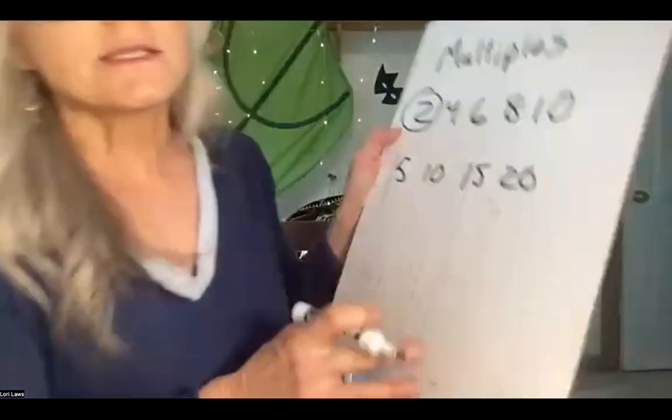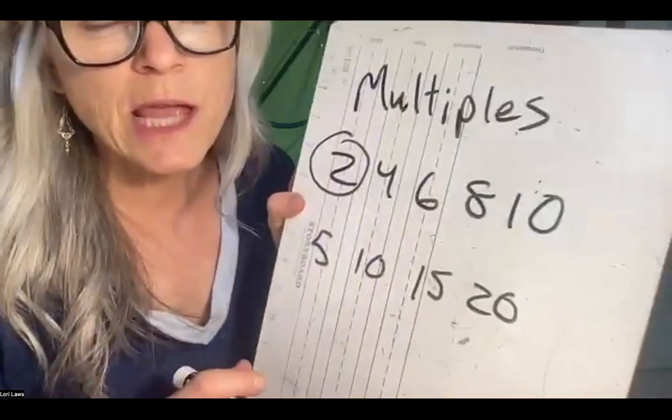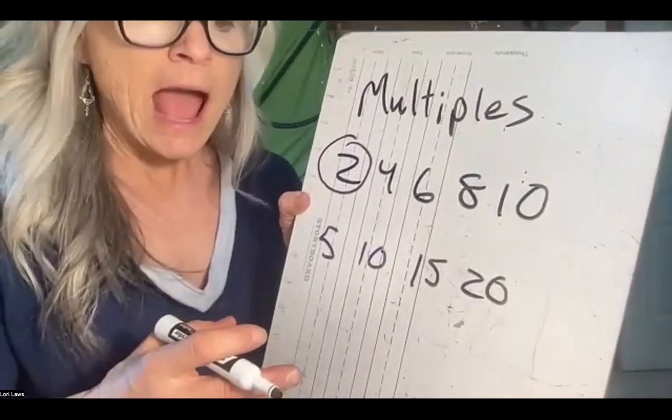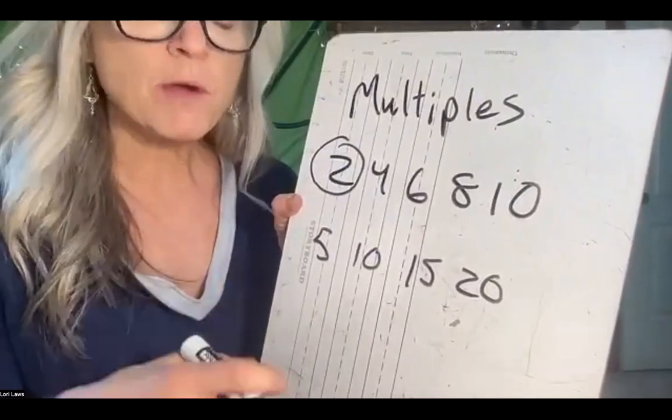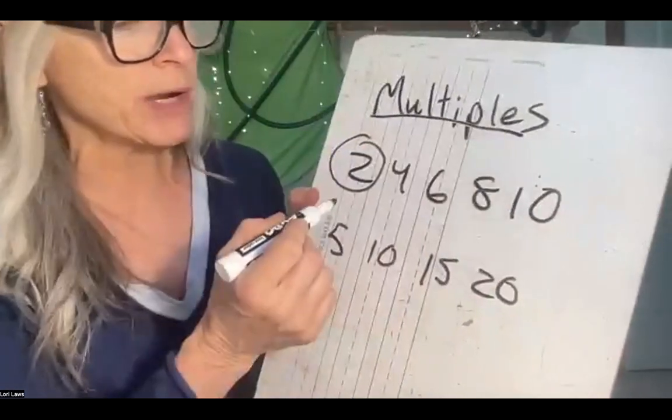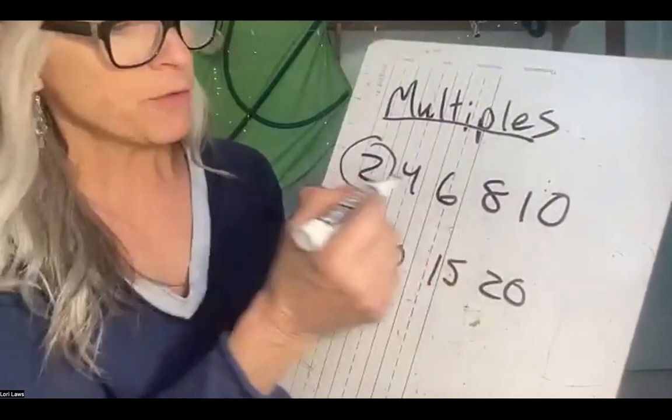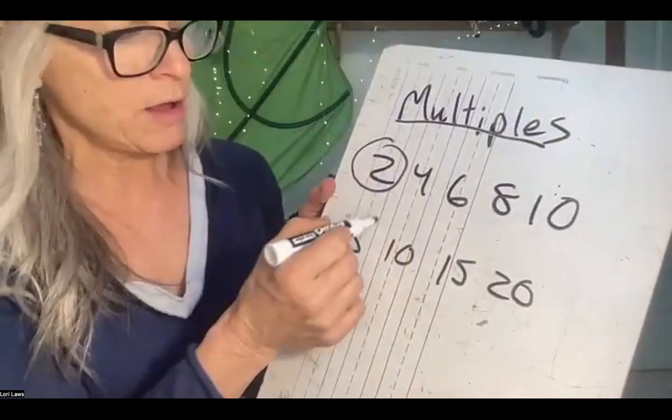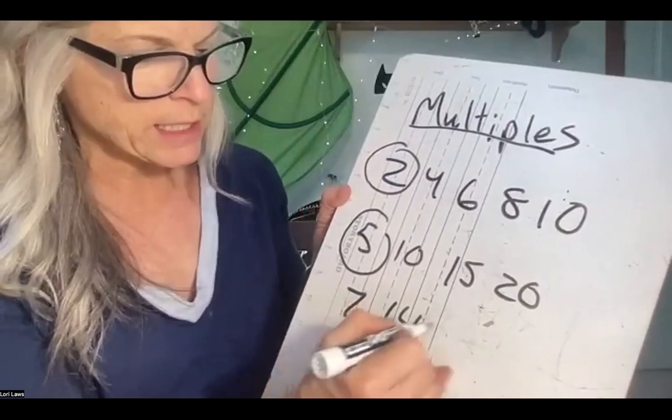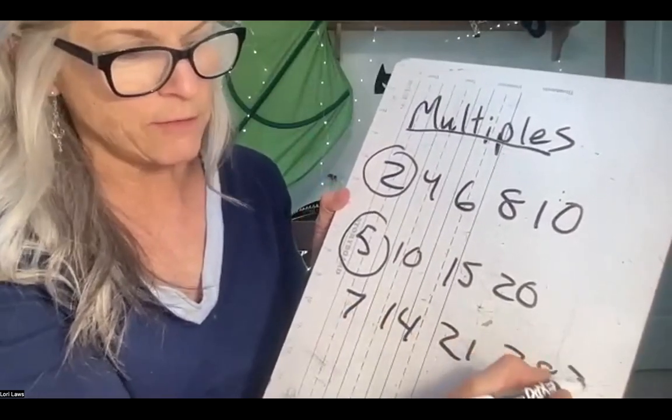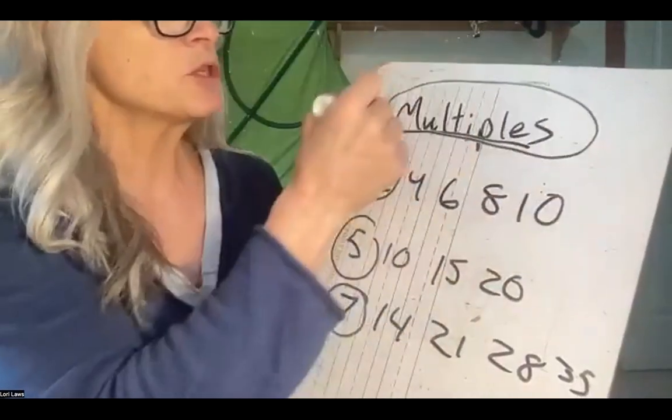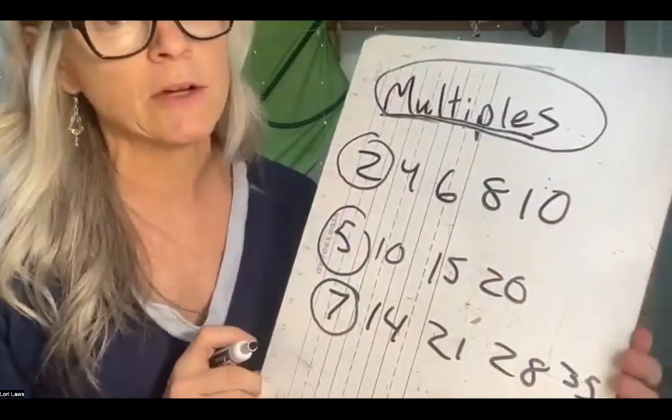So when we're talking about multiples and trying to come up with equivalent fractions, we need to understand how numbers are put together, what they're made up of. And in order to understand that, it's helpful to know your multiples, which is knowing how to count by a number. 2, 4, 6, 8, 10 are multiples of 2. 5, 10, 15, 20 are multiples of 5. 7, 14, 21, 28, 35 are multiples of 7. So knowing your multiples helps you come up with common denominators.